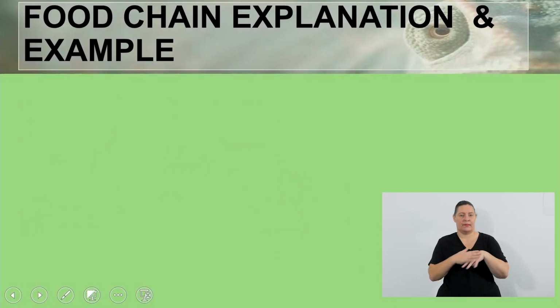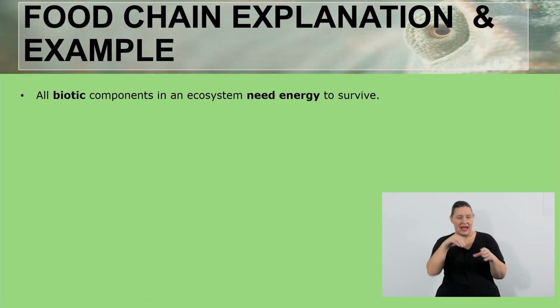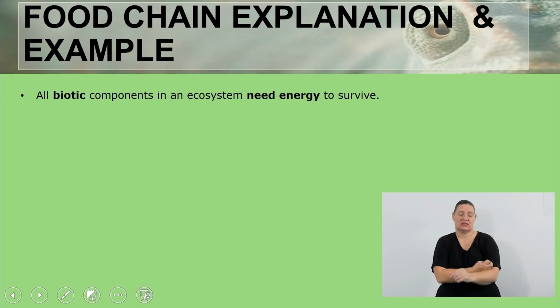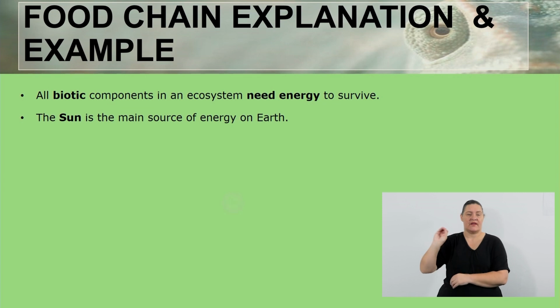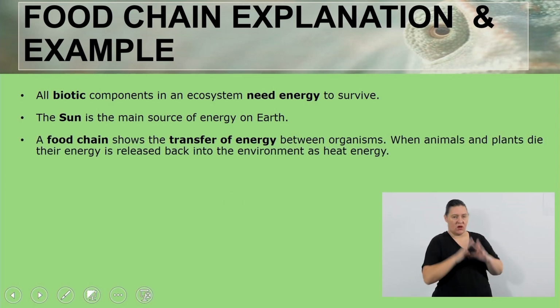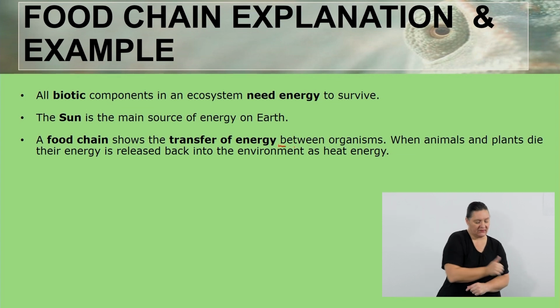Welcome back. We are then going to move on to our next concept, which is food chains and food webs. All biotic components in an ecosystem need energy to survive, all living organisms. So the sun is the main source of energy on Earth. A food chain shows the transfer of energy between organisms.